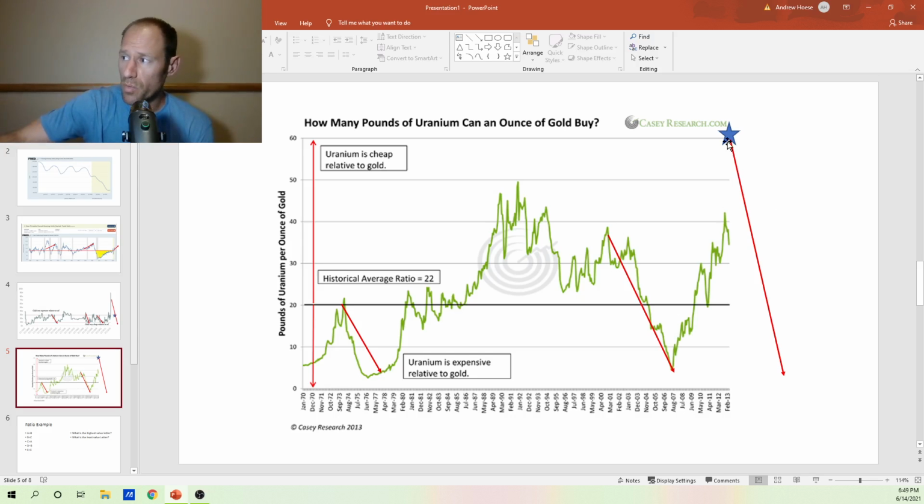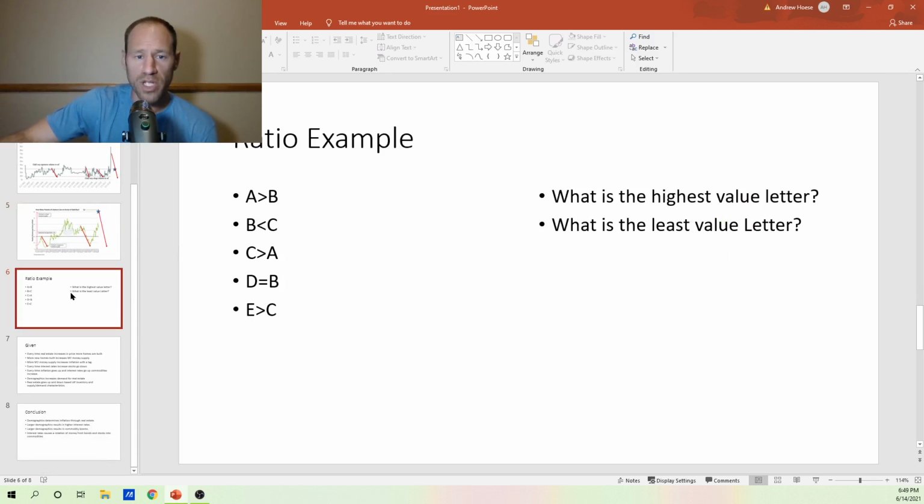The blue star is where we are at today. We've never been this cheap. It's over 60 pounds of uranium to 1 ounce of gold. Now, I'm going to go and do a ratio example. This is just straight logic.